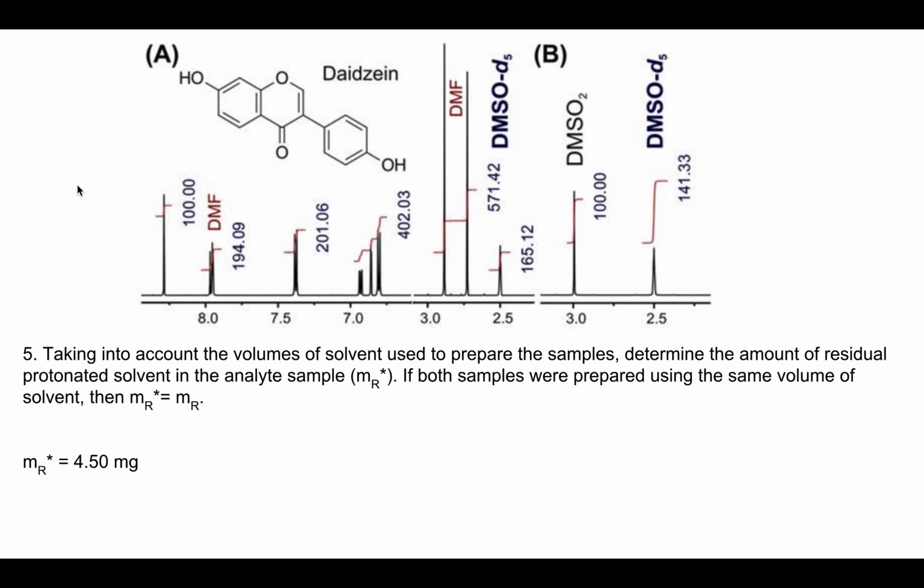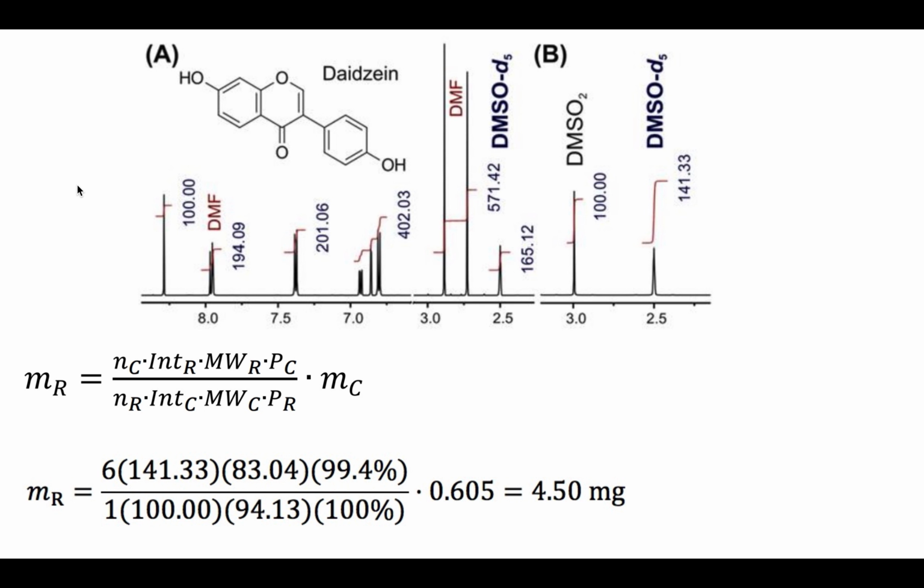However, if both samples were not prepared using the same volume, then you would have to go back to this formula right here and solve for your mass of the residual protonated solvent for your analyte spectrum right here.